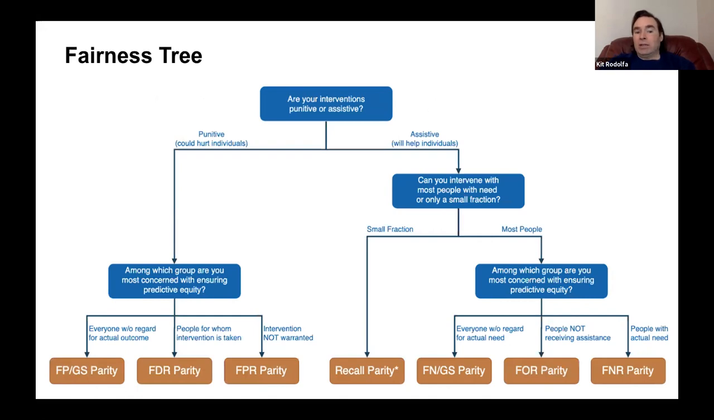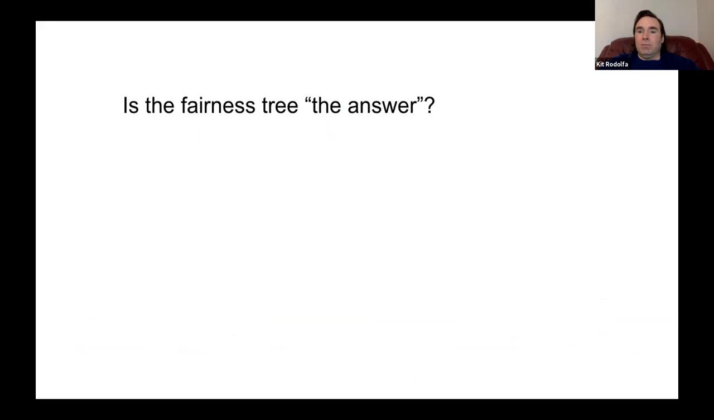Of course, this last branch comes down to stakeholder values. What's the relevant denominator? For the jail example, when you're looking at the population in jail, that might be relevant because they can observe each other and have a sense of what the fairness of the system looks like. But from different stakeholders' perspectives, you might end up on different leaves.